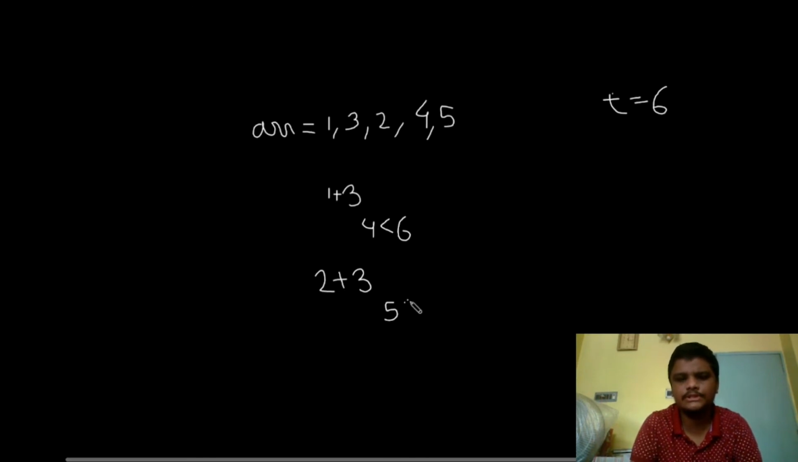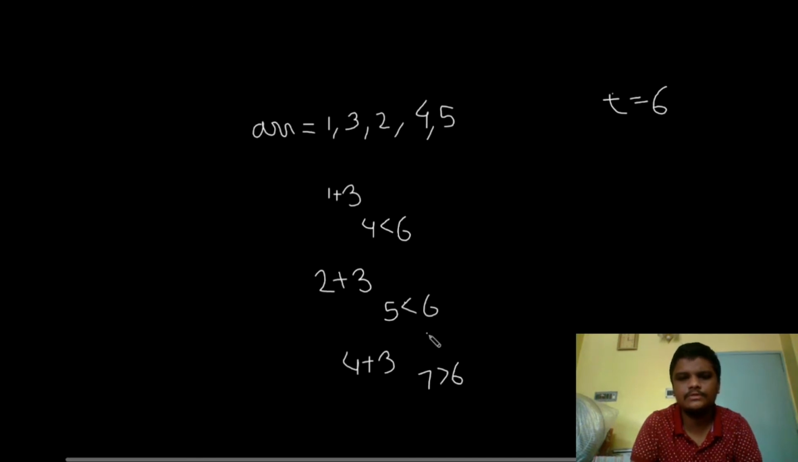So we need something which is greater than 2, but not the element 3, because we are already containing 3 in our pair. Anything which is greater than 2 is actually 4, over here. So we see that 4 plus 3 is actually becoming greater than 6.